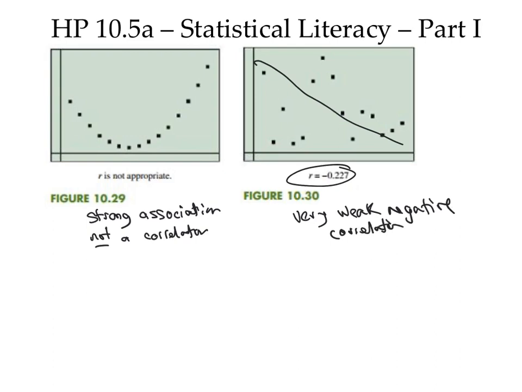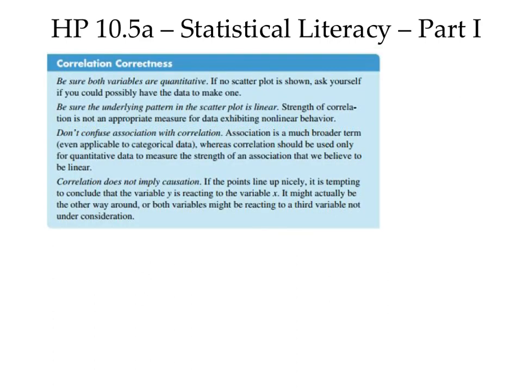So let's go over the rules for using correlation correctly. Correlation correctness. First of all, the variables need to be quantitative, not categorical. So you couldn't plot red, blue, green against happy, sad, because those are categorical variables. They have to be numerical variables for both x and y. If no scatter plot is shown, ask yourself, could you make one?